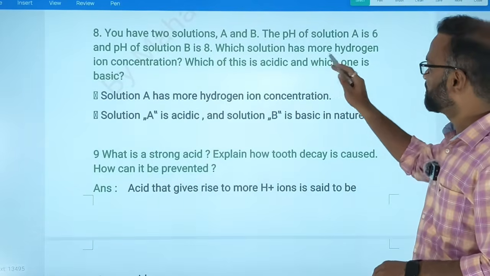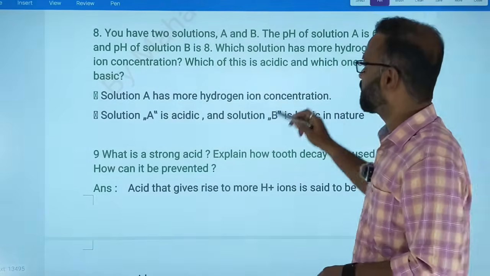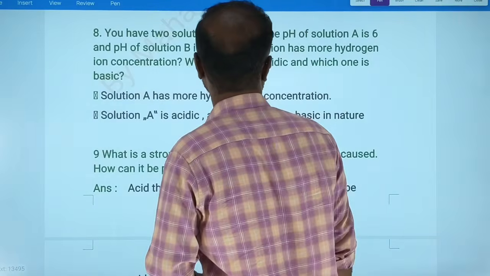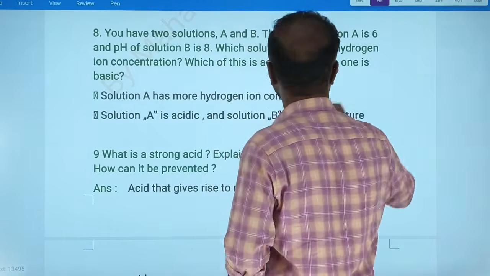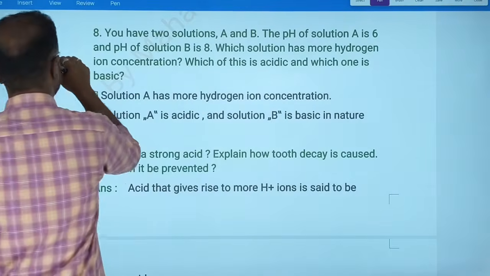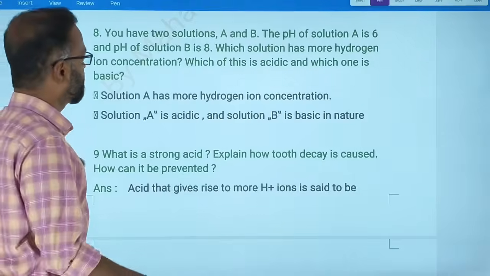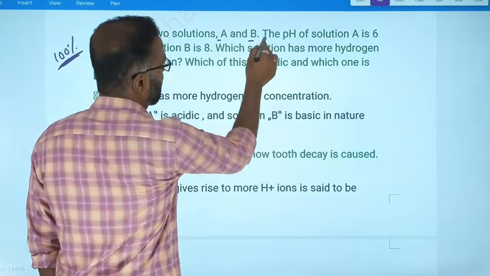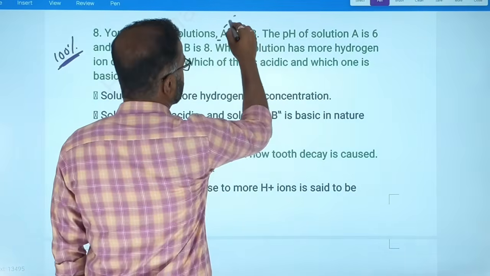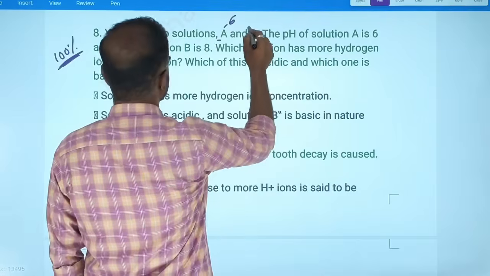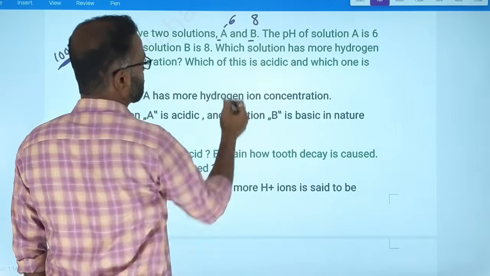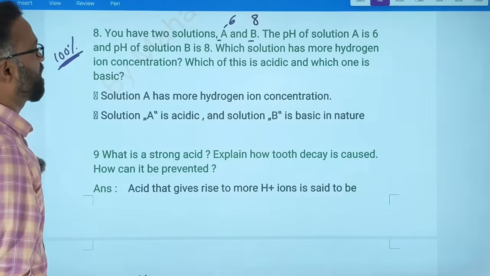This question, again, remember about the pH value. Again, this will be a 100% question on the pH value. They will ask: here they are telling you two solutions, A and B. The pH value of A is 6 and the pH value of B is 8. They are asking which solution has more hydrogen ions?